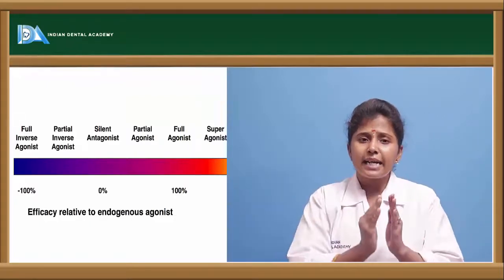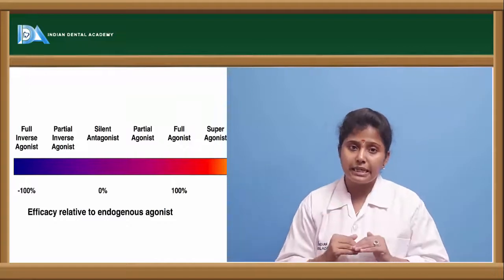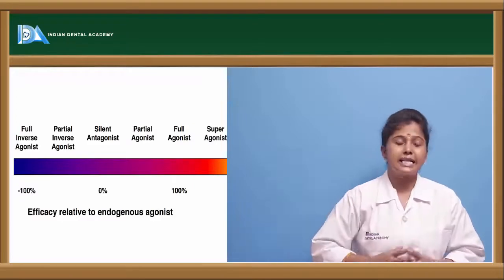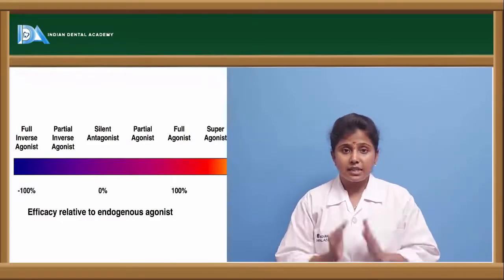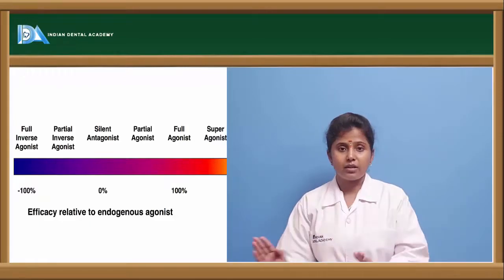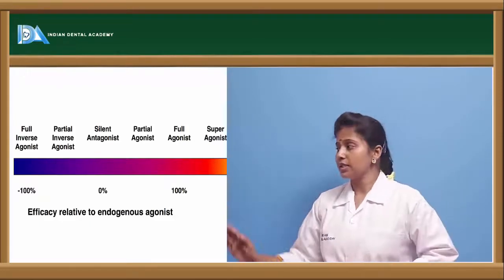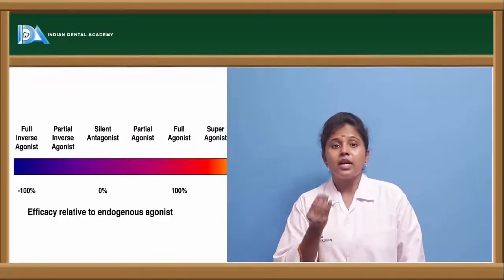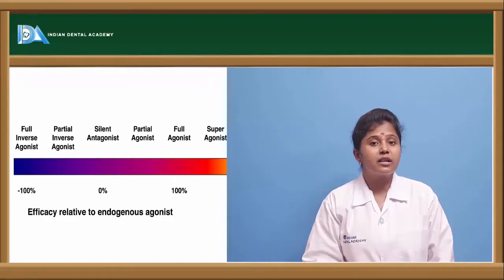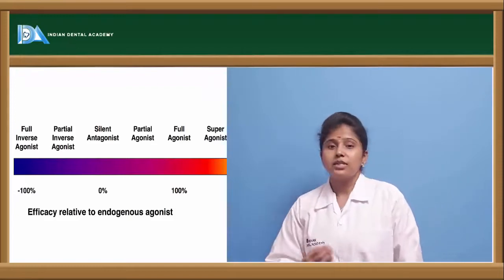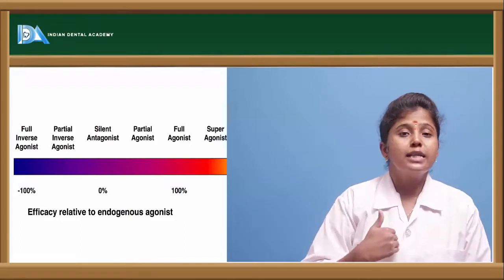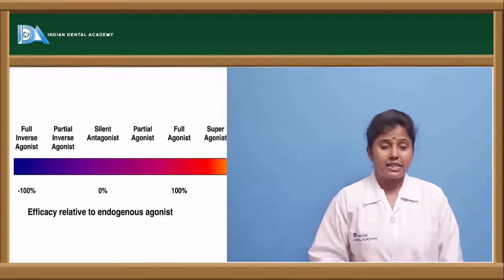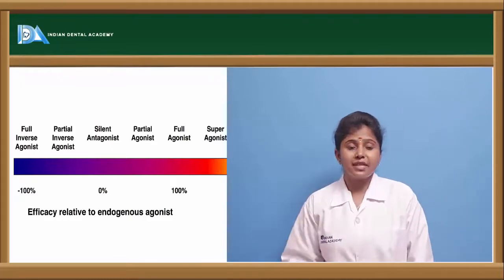The other one is partial inverse agonist. In the sense, the activity of the other drug is reduced a little when compared to the full inverse agonist. And the other one is silent antagonist. Silent antagonist is nothing but it will not show any effect, neither increased effect nor decreased effect. So that is the reason its effect is 0%. And partial agonist is the one which potentiates the action of the drug a little more. And full agonist is the one which potentiates or shows the efficacy or additive effect of the drug it is given with. And super agonist is that which shows more than the effect it has to show.